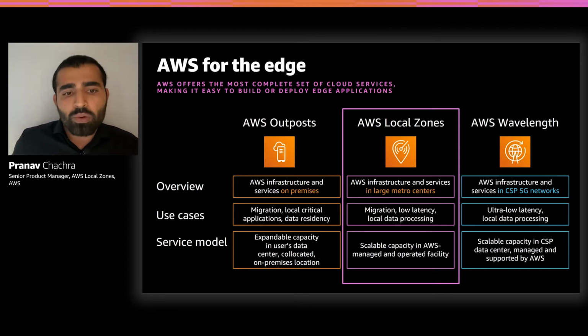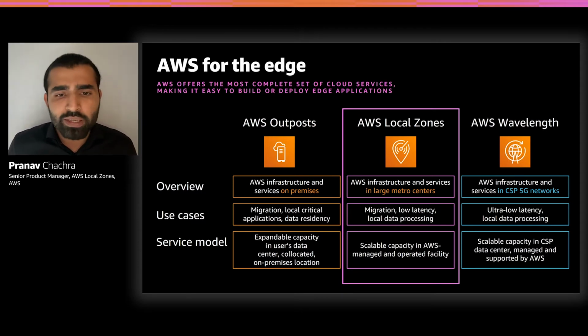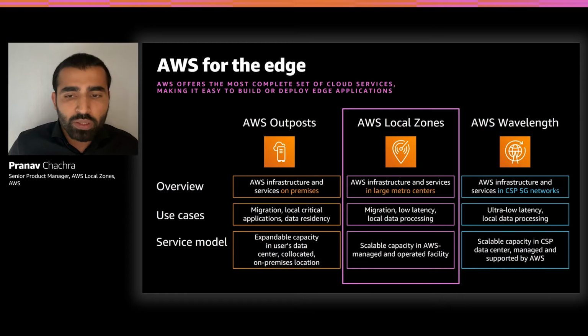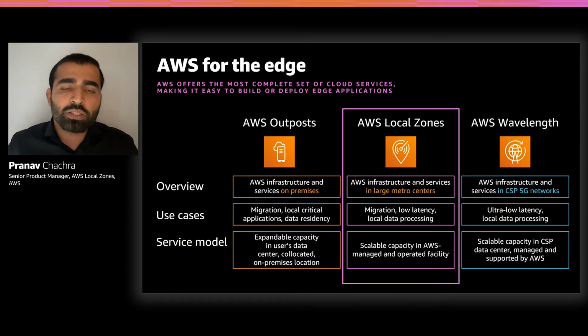On the other hand, Wavelength is designed to deliver ultra-low latency applications to 5G devices by extending AWS to the 5G networks. Specifically, Wavelength embeds storage and compute inside the telco providers, which is basically the 5G network, helping developers build new applications for 5G end users. And all three of these edge offerings bring AWS services to more places with the same experience and benefits that developers are used to today.